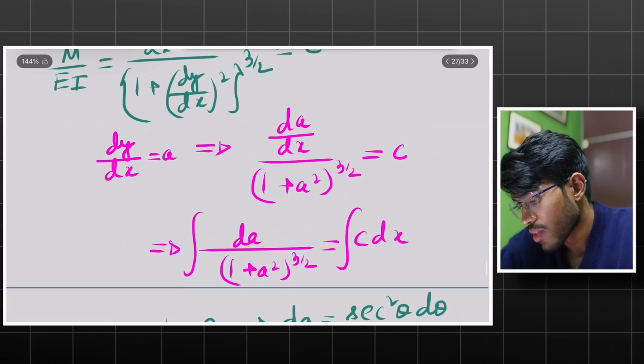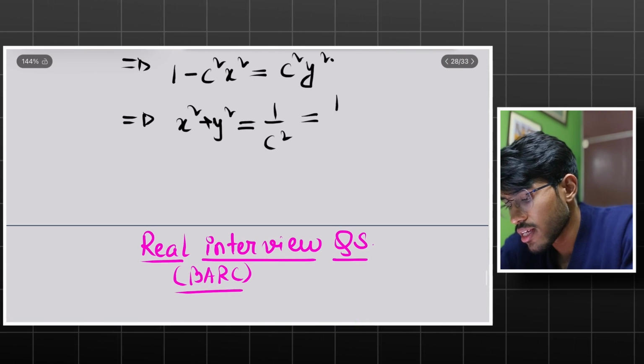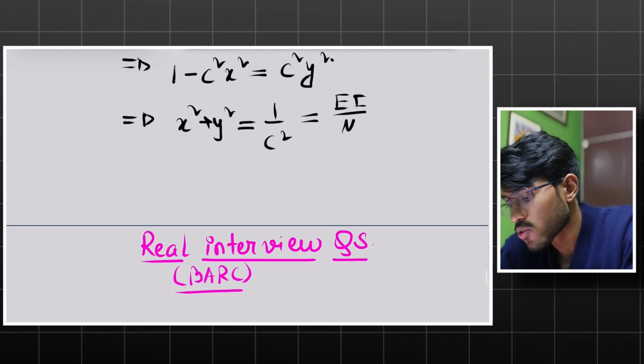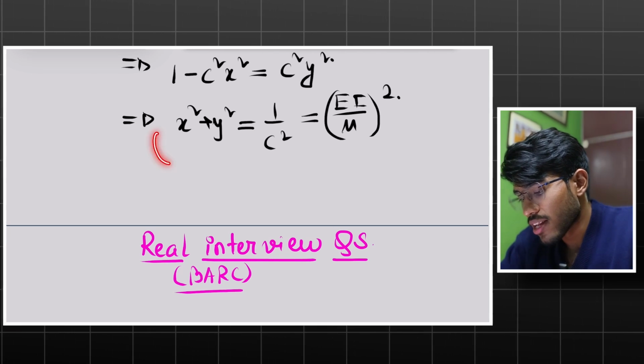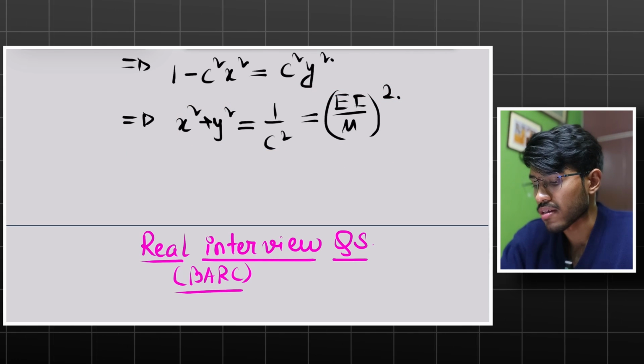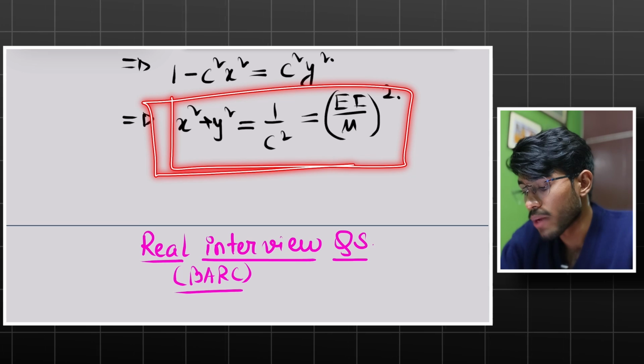And what was my c? C was my M by EI. So that will be here EI by M whole square. So this is the actual beam deflection equation for a pure bending case.